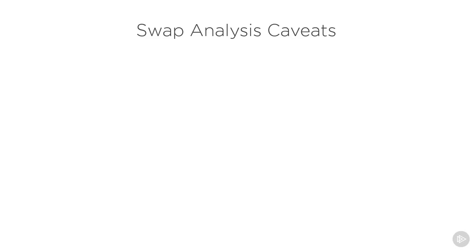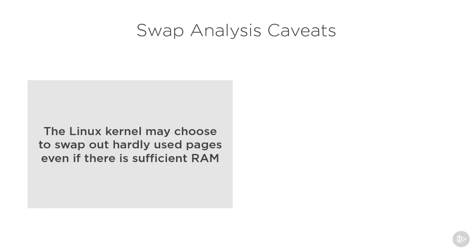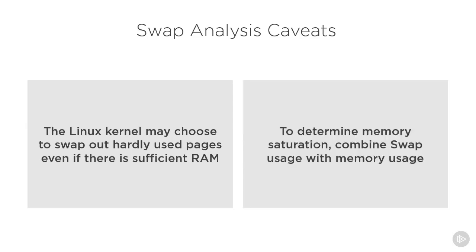Now we should note that even if there is sufficient RAM, the Linux kernel may choose to move memory pages that are hardly ever used to swap space. So when looking at swap activity, we should pair those numbers with memory usage numbers as well.